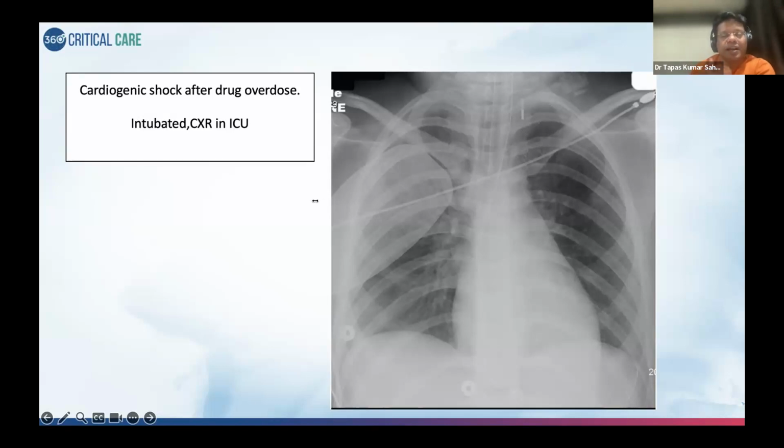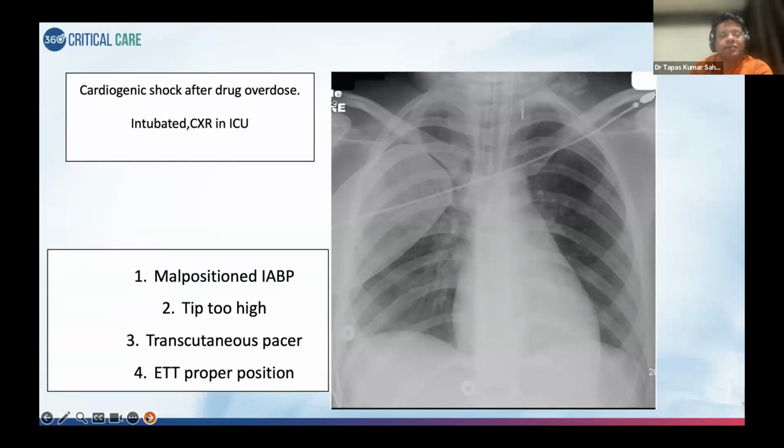That's why I'm again and again emphasizing that your answer should not only be identifying. Somebody will say, where is it crossing from right to left? What do you mean by that? That would be very non-specific. Okay, so malpositioned IABP. You can say well-positioned ET tube, intubated, with silicone pad, transvenous pacing with ECG leads and wires. But yes, you are right. But malpositioned IABP tip, too high. Yes, transcutaneous pacer, ET tube in proper position.